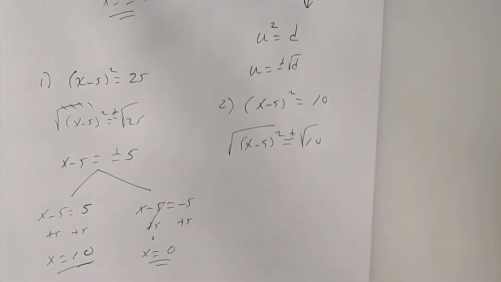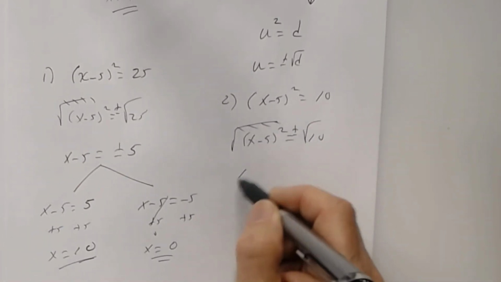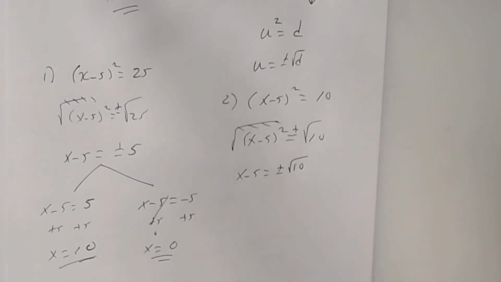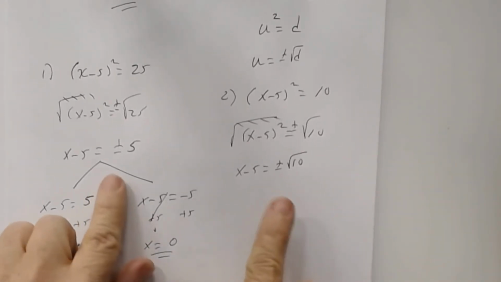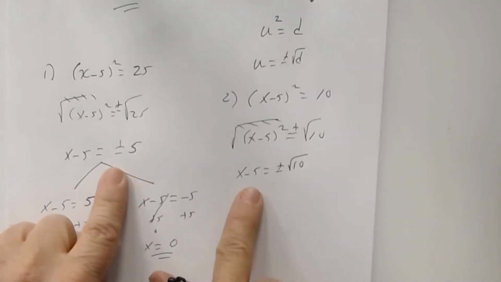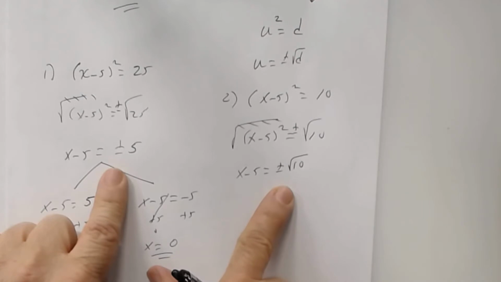Then you have to remember that the square root and the square undo each other. They're inverses of each other. So x minus 5 equals plus or minus square root of 10. All right, so that's where I'm at. Now compare these two. Here I had x minus 5 equals plus or minus 5. Here I had x minus 5 equals plus or minus square root of 10.